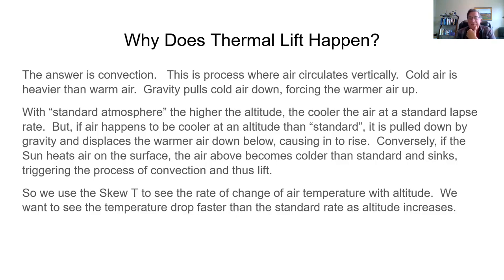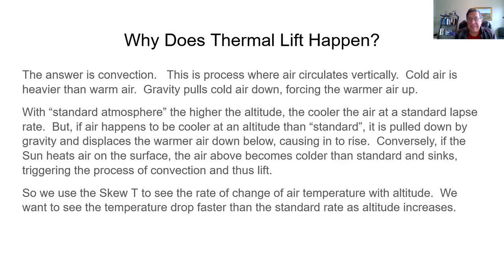The way it happens more often is the sun heats the surface of the Earth and causes the air below to become warmer than it should be. And then the colder air above didn't know it was colder air until it found out it had warmer air below it from the sun heating it up. That triggers the process of convection and enables the thermals and lift.